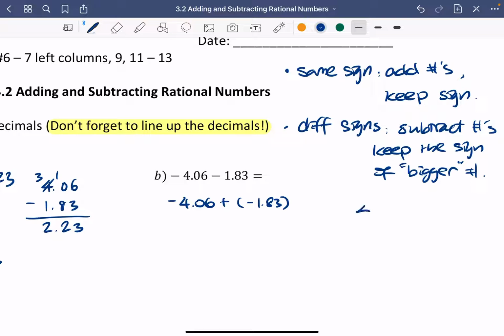So again, you can line up the decimals. So 3 plus 6 is 9, 8 point, and then 4 plus 1 is 5. So the answer is 5.89. And because they're both negative, we're going to keep the negative sign.